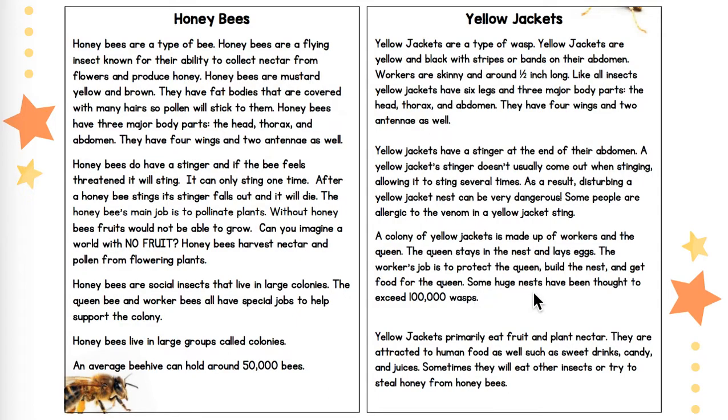Some huge nests have been thought to exceed 100,000 wasps. Yellow jackets primarily eat fruit and plant nectar. They are attracted to human food as well, such as sweet drinks, candy, and juices. Sometimes they will eat other insects or try to steal honey from honeybees. Whew! Well done for reading with me.